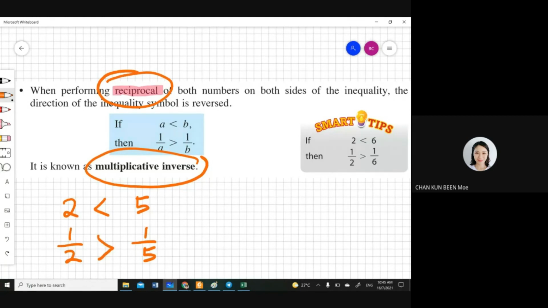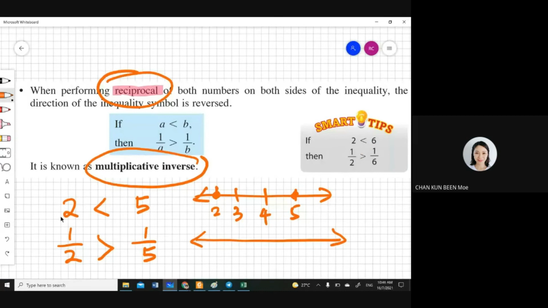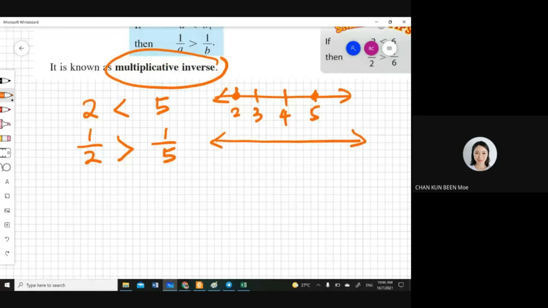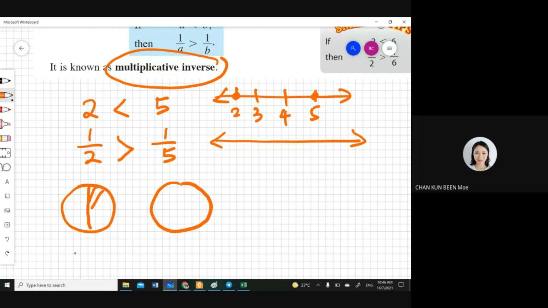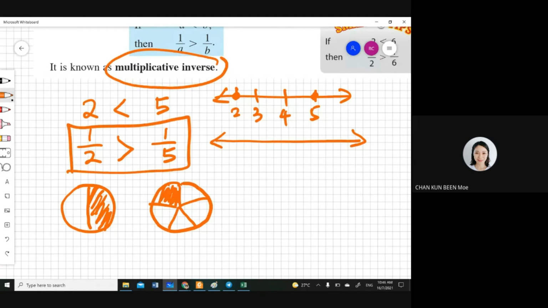Why? If you think carefully, 2 is less than 5, correct, right? On the number line, 2, 3, 4, 5. 2 is less than 5. Then when it comes to fractions, 1/2 is greater than 1/5, correct or not? Correct. If I change it into a circle, you can see 1/2 is half of it, and 1/5 is like this, so small. Of course, half is more than 1/5. So this is proven correct.